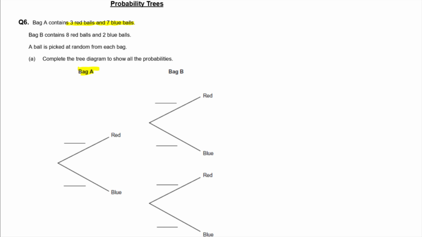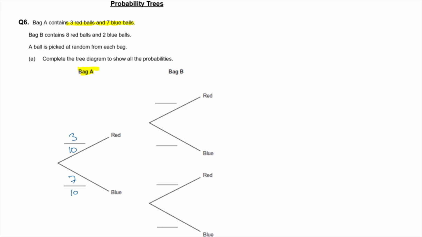So the probability of picking a red ball from bag A is going to be the 3 red balls over the 10 balls there are all together, isn't it? So it's 3/10 for that one. Okay, and then for blue, it's going to be 7/10. Now these pairs always add up to 1, so just bear that in mind as you go through.